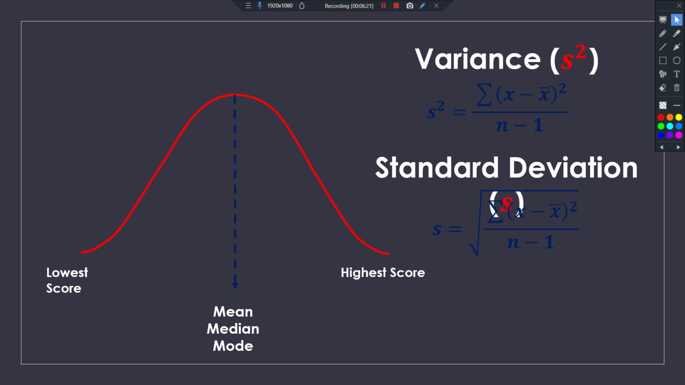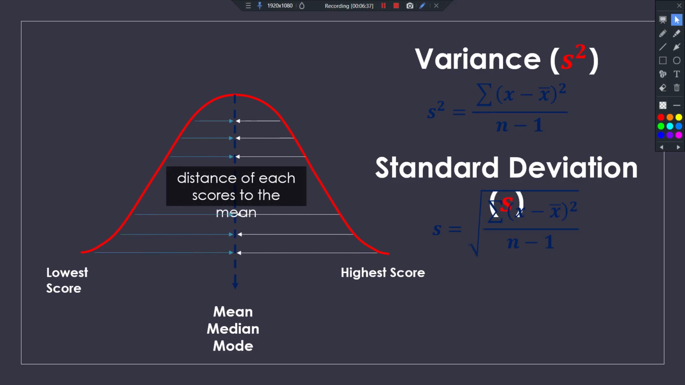Again, the variance had its formula. The only difference between variance and the standard deviation is the square root. So the variance is the squared, and the standard deviation is the average after the squaring. Again, the distance of each score to the mean, or to the average, is what we call variance. It could be called as well standard deviation.